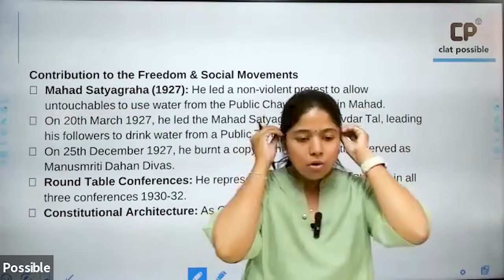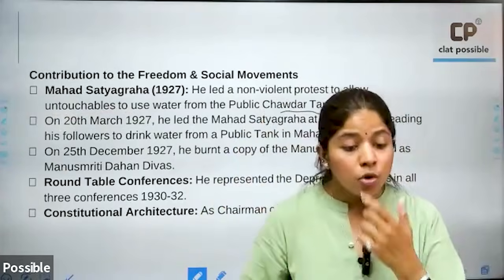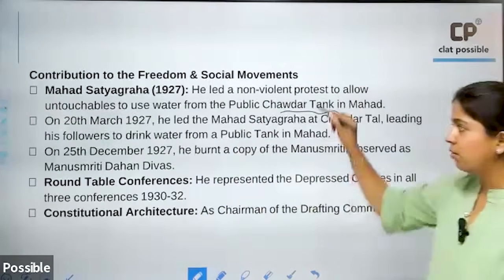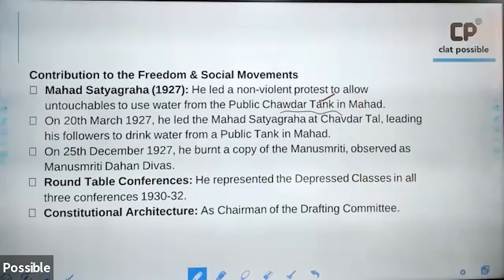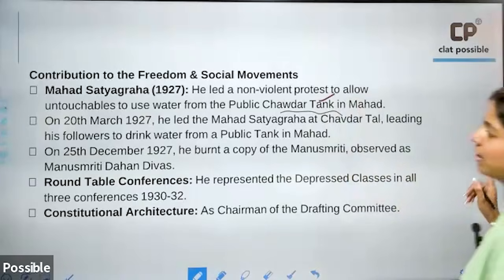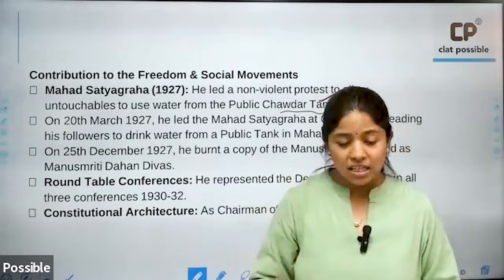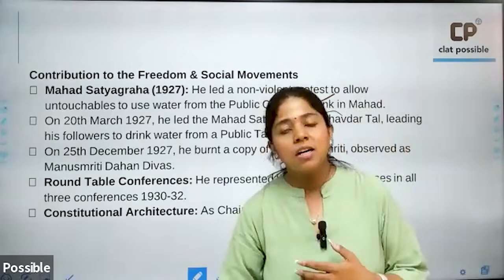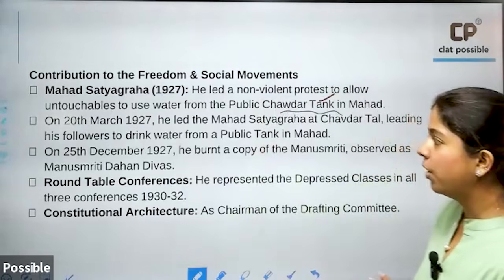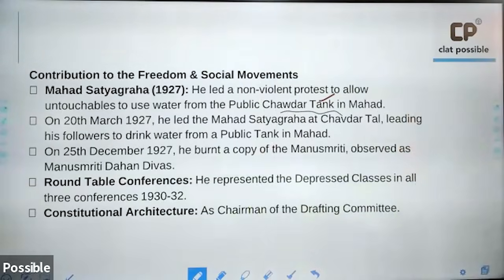So people belonging to the lower caste were not permitted to drink water from public tanks. There was this one particular public tank, the Chowdhury tank in Maharashtra. So he undertook a massive protest there, which resulted in permissions for the people belonging to the lower caste to drink water from this particular public tank. This took place on 20th March 1927.